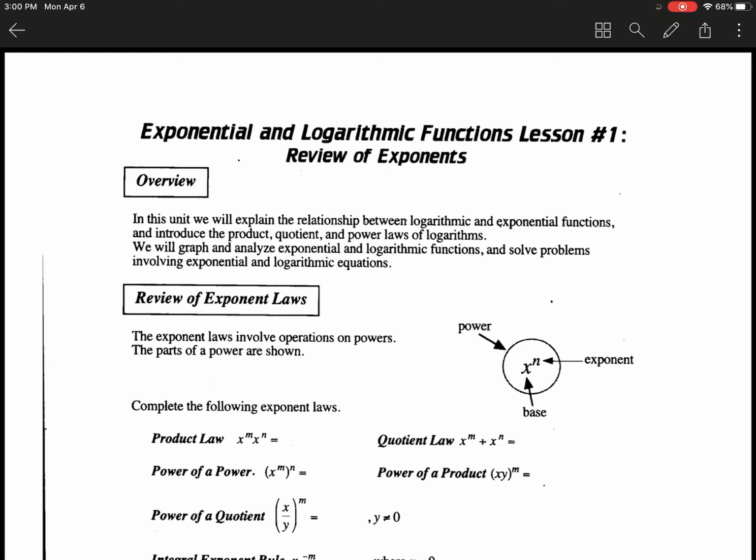So this will be the first lesson, obviously, of this section, and a nice start today in the sense that we're just going to do a review of our exponents and exponent laws so that we are ready to deal with laws of logarithms, which is coming in about a week or so.